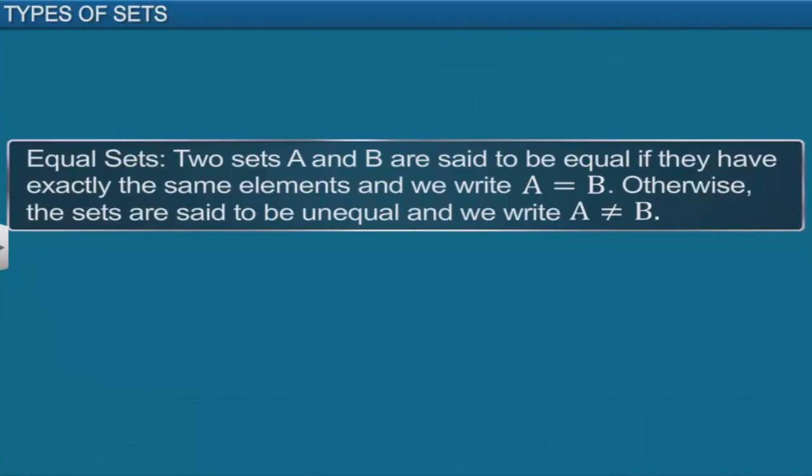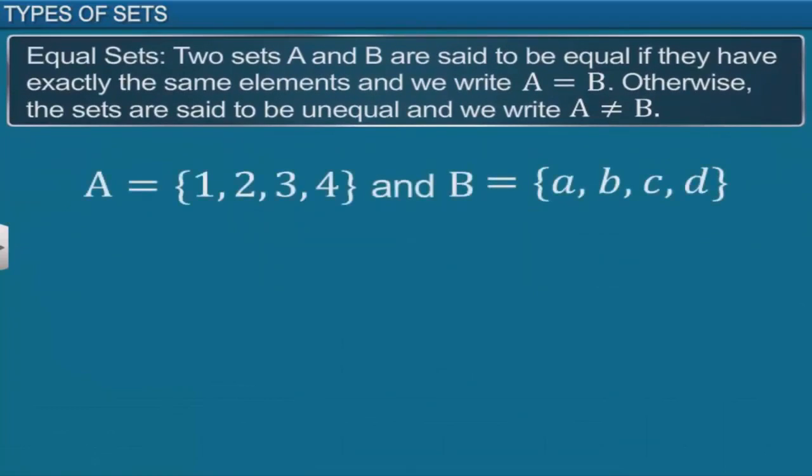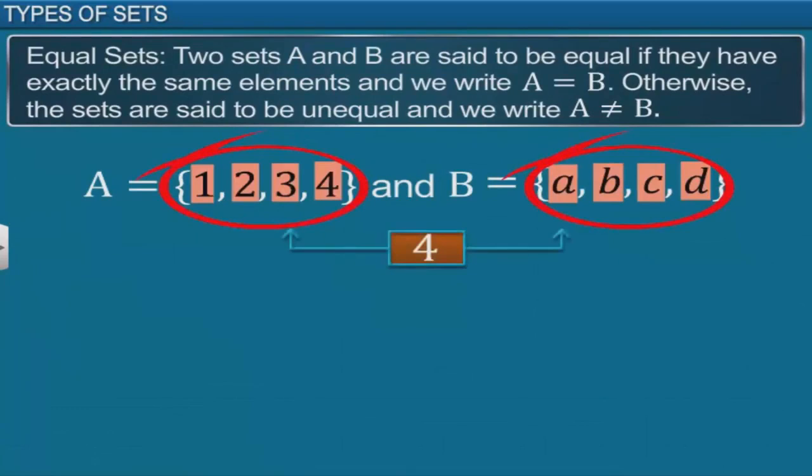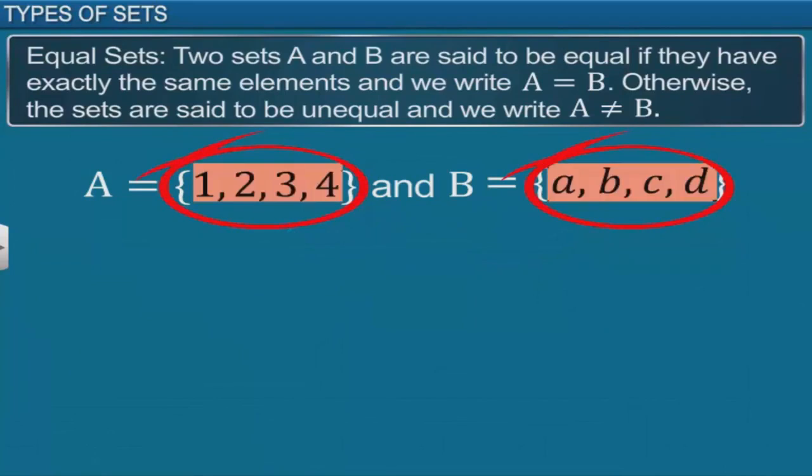To understand this better, let's take two sets, A and B. Both the sets have the same number of elements. However, the elements of these two sets are different. We can say that these sets are not equal to each other.